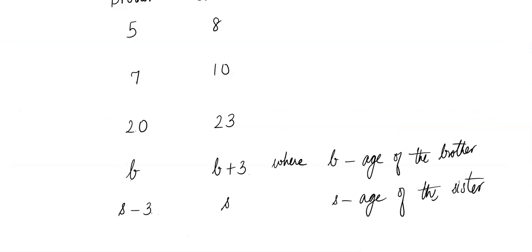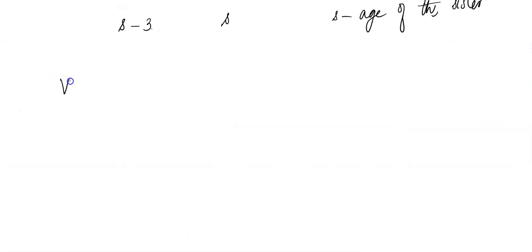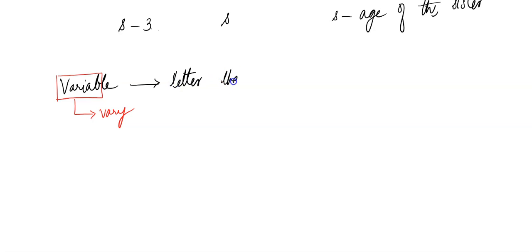So let's take quick notes on this. So we say variable, as the word contains the hint there for it is vary. So variable is a letter that represents a number, like in the case of age, or quantity.